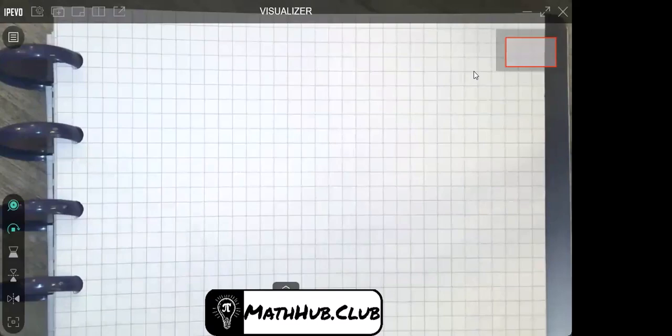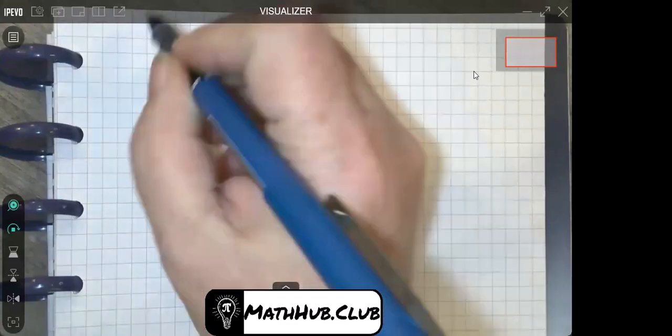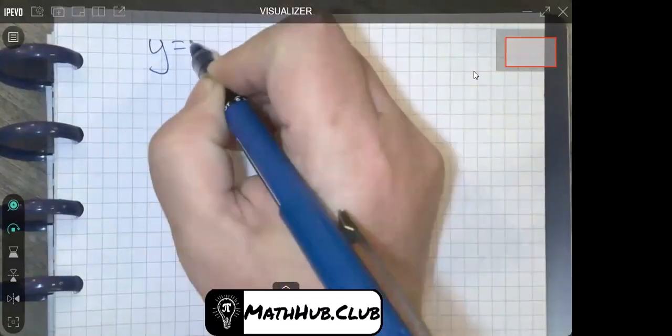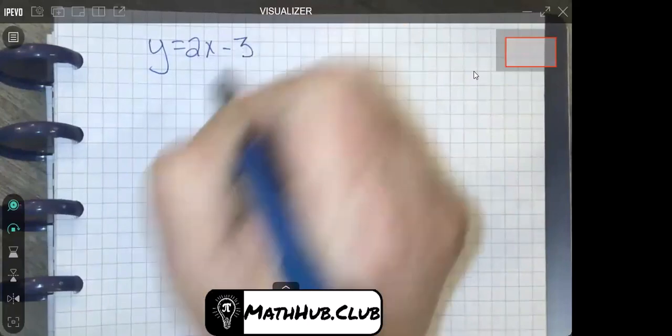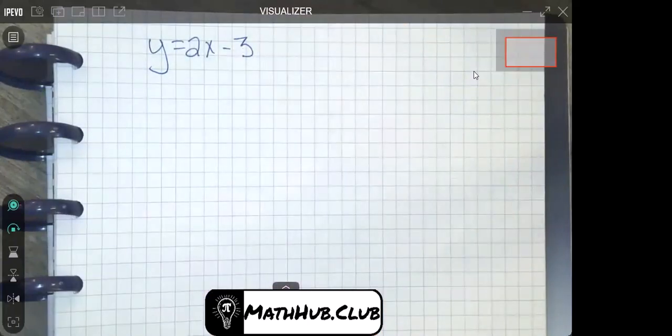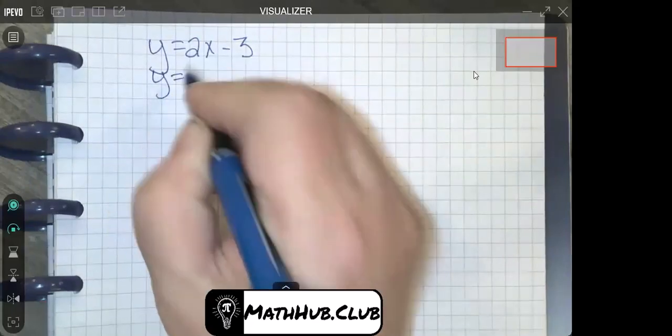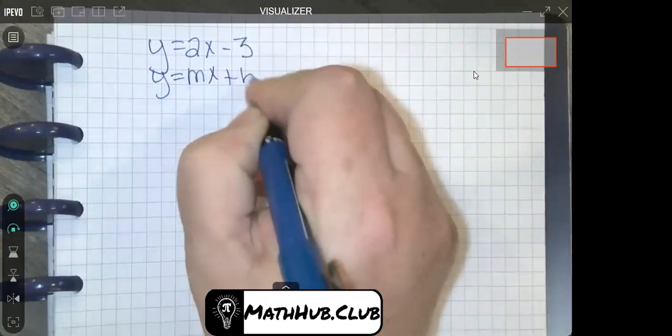Okay, here's our graph paper. Let's graph this equation: y equals 2x minus 3. And actually, it's super easy because it's already in slope-intercept form. So let's put it underneath it: y equals mx plus b.